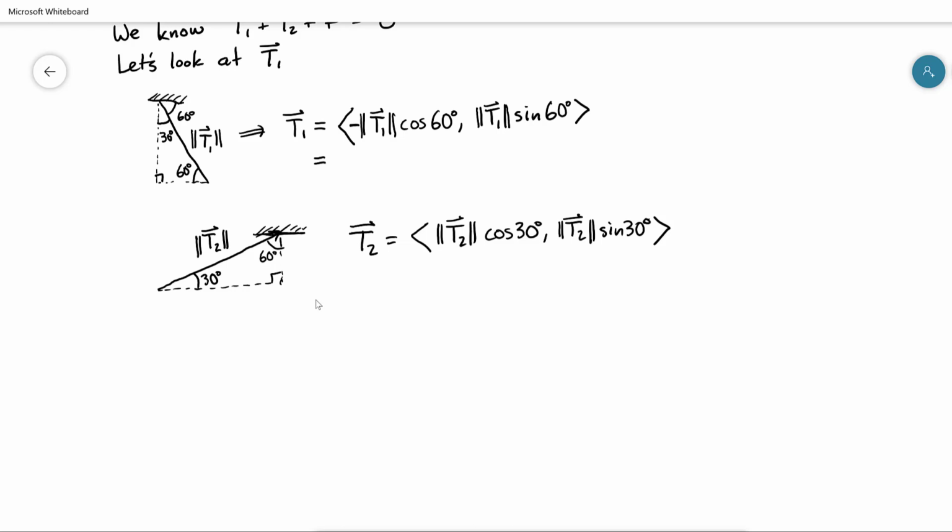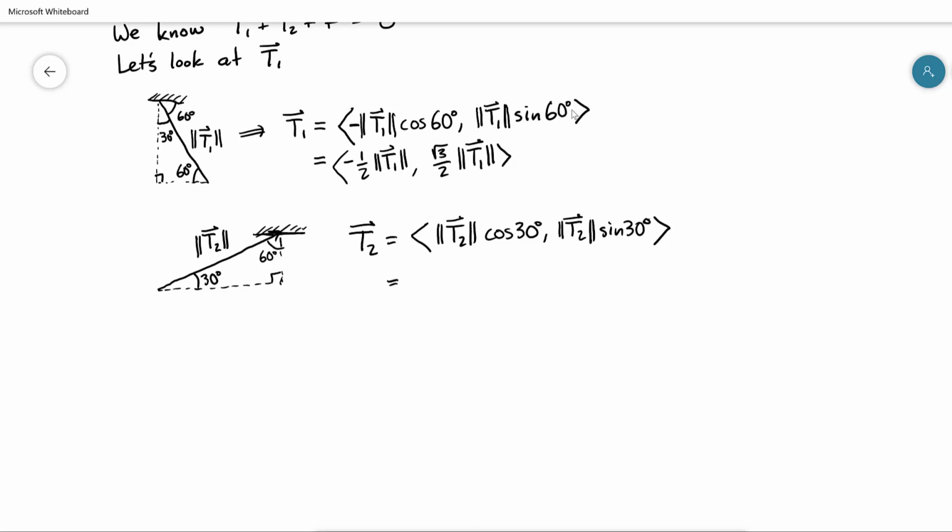Going back up to this one, what is the cosine of 60 degrees? Well, that's a half. So this is just going to be negative 1/2 times whatever that magnitude is. I'm just evaluating the cosine of 60 degrees. That's all I'm doing. And same thing here. What is the sine of 60 degrees? That's √3/2. So there's what that vector looks like.